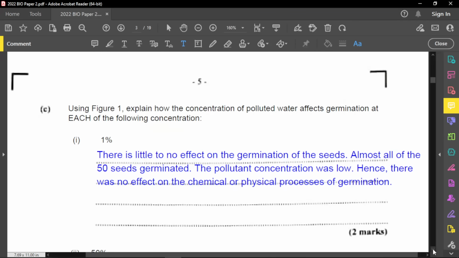And so at 1%, it said there is little to no effect on the germination of the seeds. If you notice the graph, it's pretty much the same as 0. It said almost all of the seeds, all of the 50 seeds germinated. The pollutant concentration was low, hence there was no effect on the chemical or the physical processes of germination. All right, so low pollutant or low pollution really did not affect the seed at all.